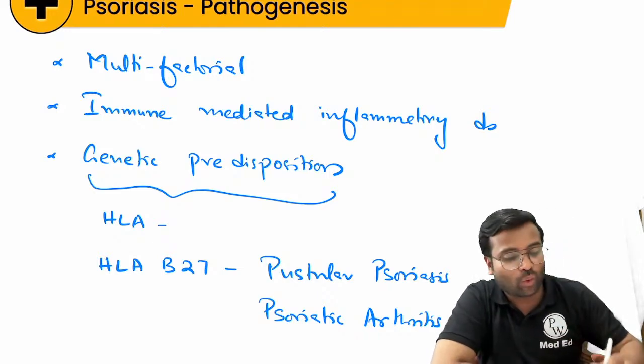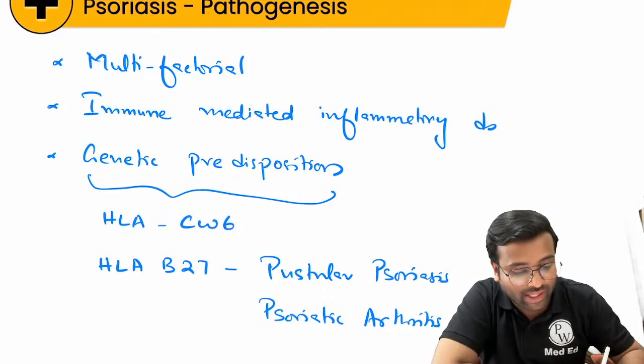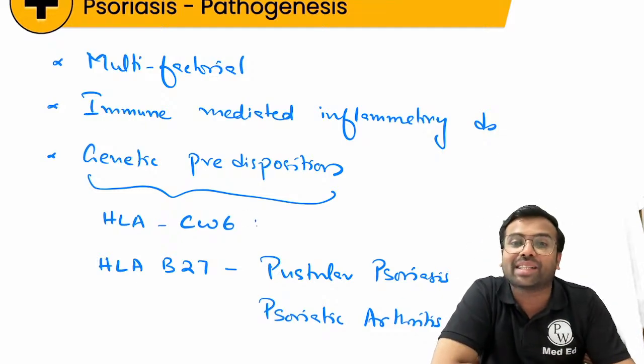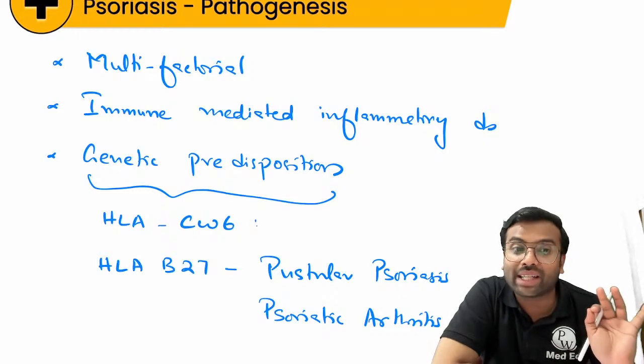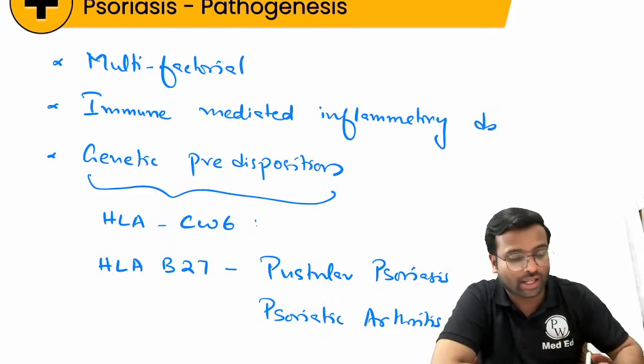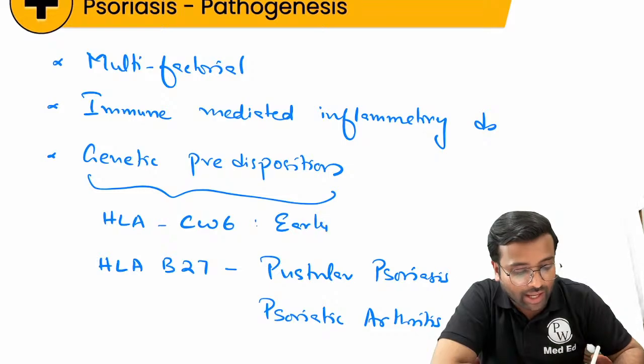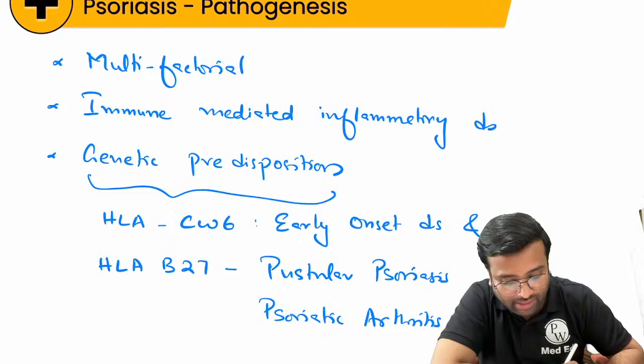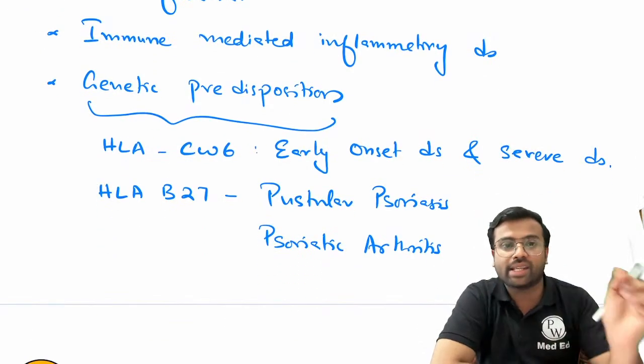I would say the other one is HLA-CW6. Okay, the HLA-CW6. Yeah, Fatimatul Nisa has answered it. It is HLA-CW6. Very good. So what is HLA-CW6 associated with? It is associated with early onset disease and severe disease.